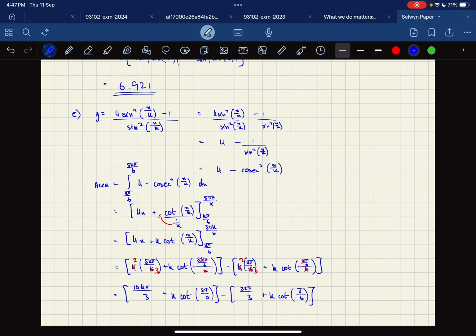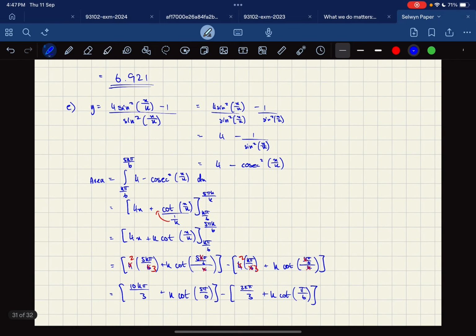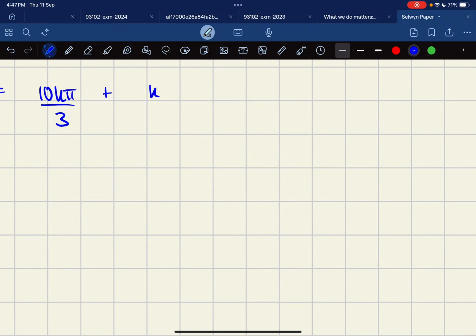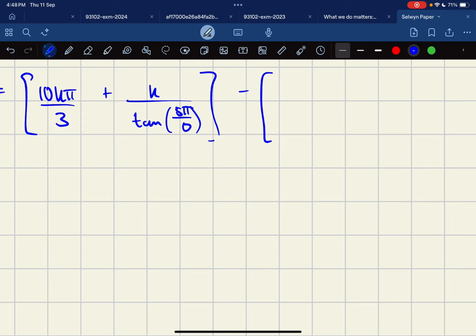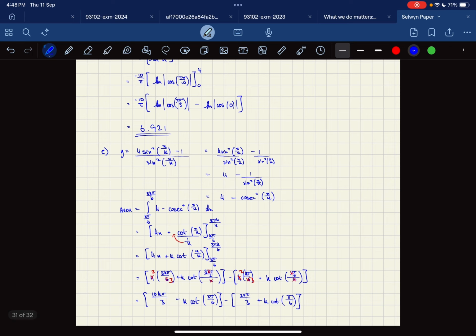And cotangent, recall, is 1 over tan. So then this area is equal to, what was it? 10k pi over 3 plus k over tangent of 5 pi over 6. That's the first part. And then minus the second part, which was the 2k pi over 3 plus k over tangent of pi over 6. Okay, so then we just need to calculate all these values here.